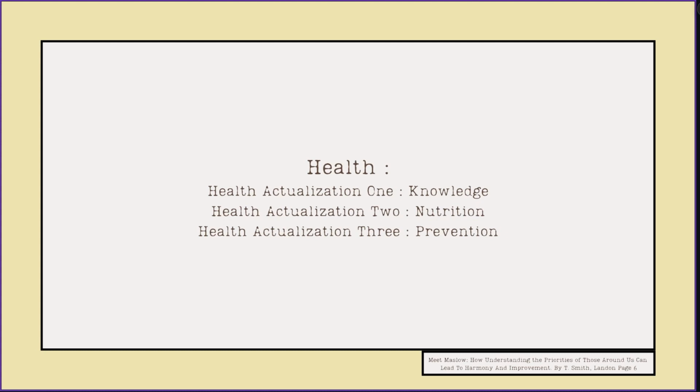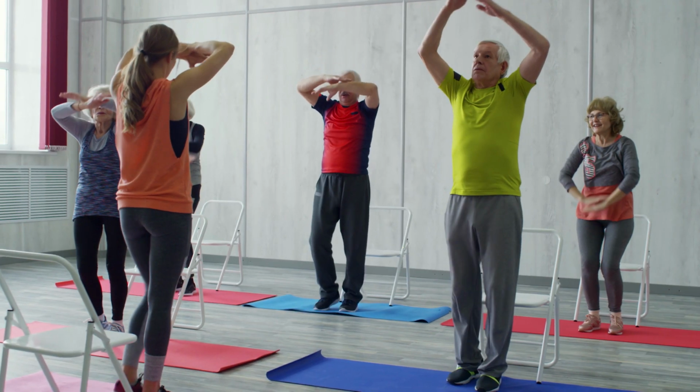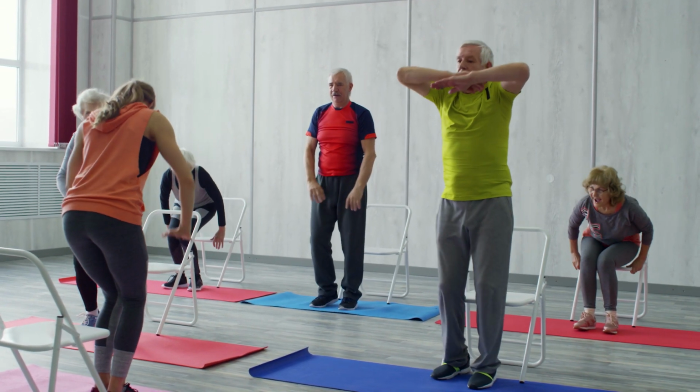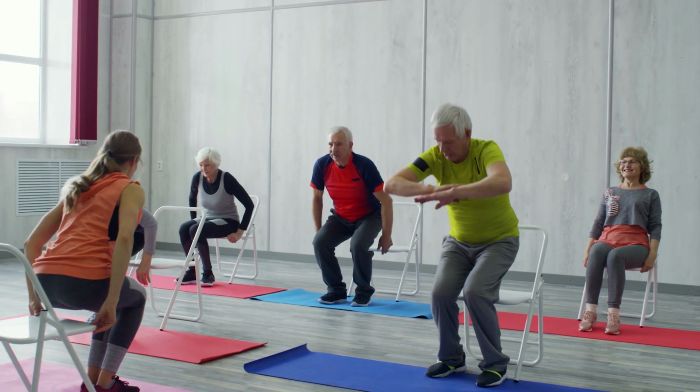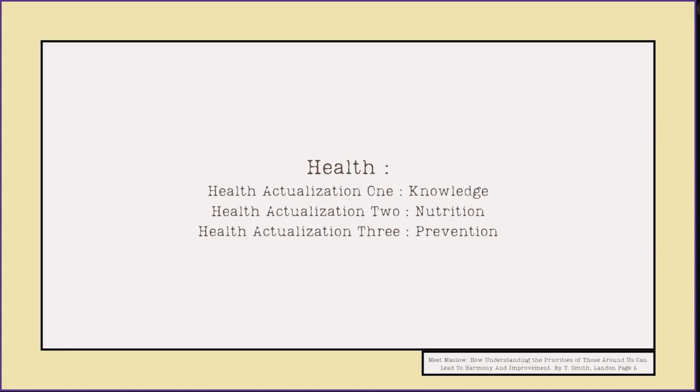Health actualization 3: Prevention. Maintaining a healthy body weight and a moderate level of fitness will keep you from suffering from the majority of sicknesses such as cancer, diabetes, strokes, and heart attacks. How does your character think about the future? Are they always reacting to health issues?